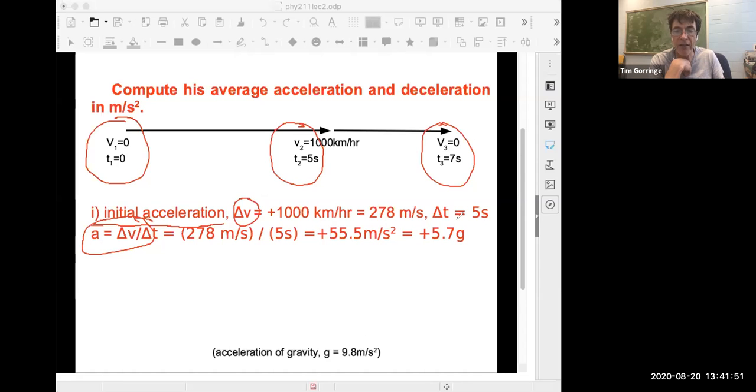And I find that his acceleration for the first part of the journey was just under 6g, just under 6 times the acceleration of gravity. So he was like jumping off a building and falling not with gravity, but with an acceleration that was 6 times gravity. That's a big acceleration. I also did the calculation for the second stage of the journey. So let's take a look at that.